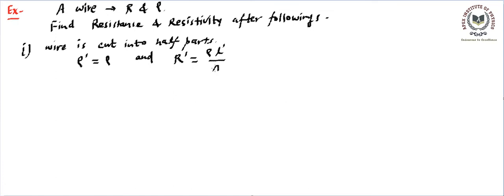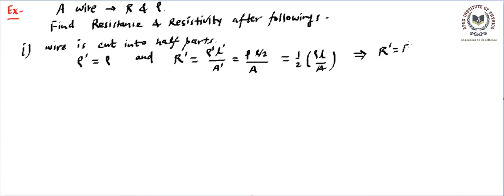Let me write properly. This dash is indicating everything is new, but we got to know new resistivity is same as the old resistivity, so we can write it as the old resistivity. We also know when you cut it down, area is not changing, so new area is the old area, but length has changed to half, so it becomes L by 2. You can rewrite it as half rho L by A. This rho L by A is going to be indicating the original resistance. So we can claim from here the new resistance is going to be equal to half of the original resistance.